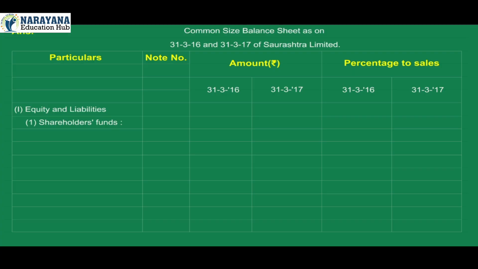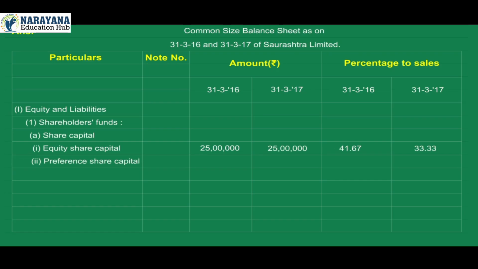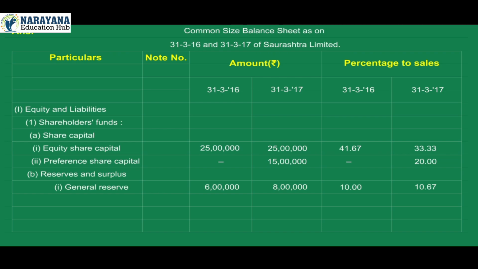1. Shareholders' funds. A. Share capital. 1. Equity share capital, 25 lakh, 25 lakh, 41.67%, 33.33%. 2. Preference share capital, dash, 15 lakh, dash, 20%. B. Reserves and surplus. 1. General reserve, 6 lakh, 8 lakh, 10%, 10.67%.